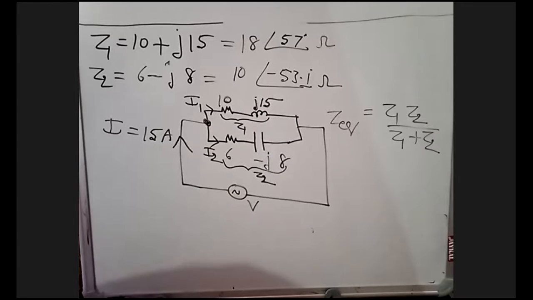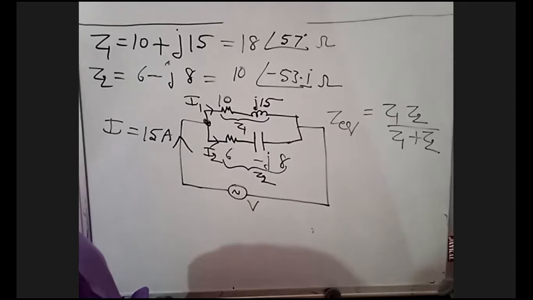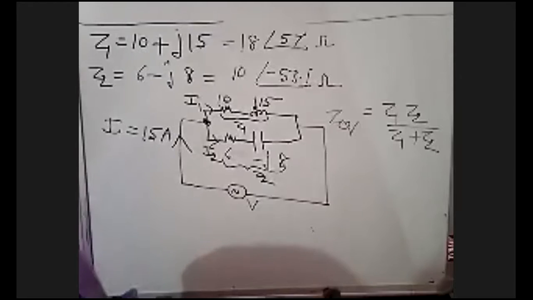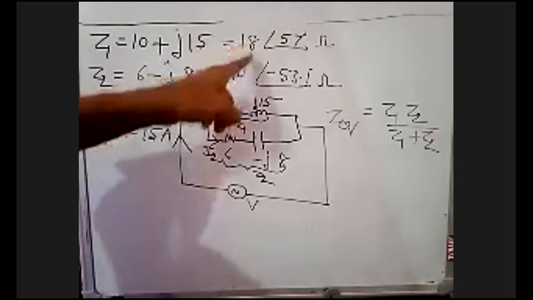Note point 2. In addition and subtraction, take rectangular form, or Cartesian form. Now Z1 and Z2, are they in multiplication or addition? Multiplication. Take polar form here.